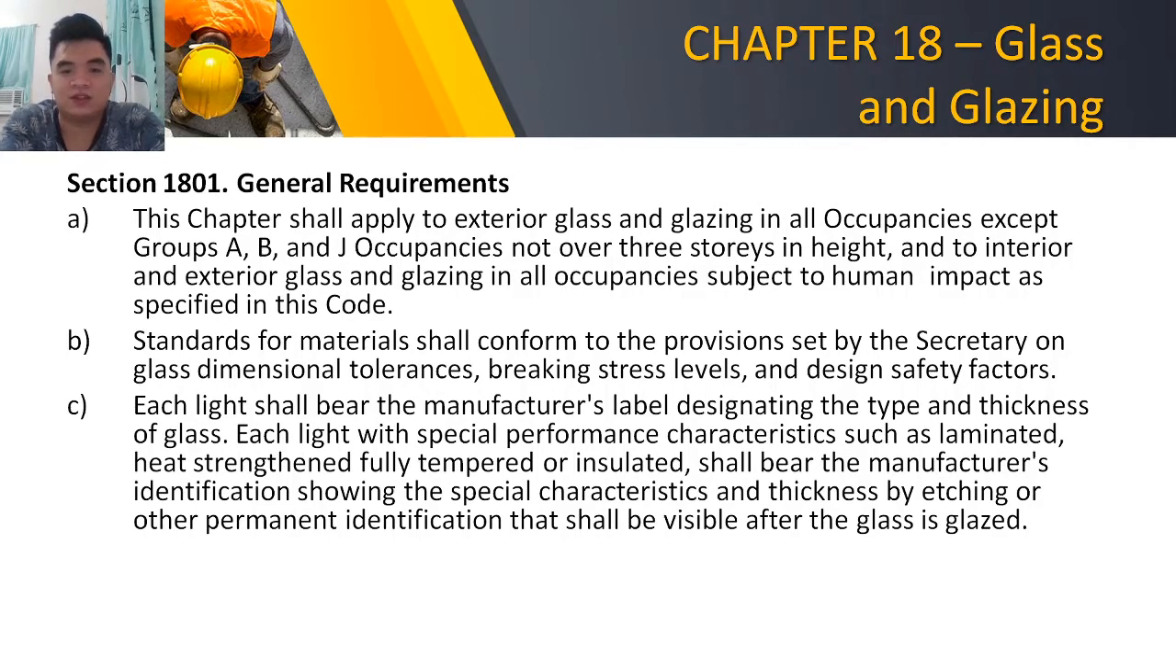Standards for materials shall conform to the provisions set by the Secretary on glass dimensional tolerances, breaking stress levels, and design safety factors. Each light shall bear the manufacturer's label designating the type and thickness of glass. Each light with special performance characteristics such as laminated, heat strengthened, fully tempered, or insulated shall bear the manufacturer's identification showing the special characteristic and thickness by etching or other permanent identification that shall be visible after the glass is glazed.